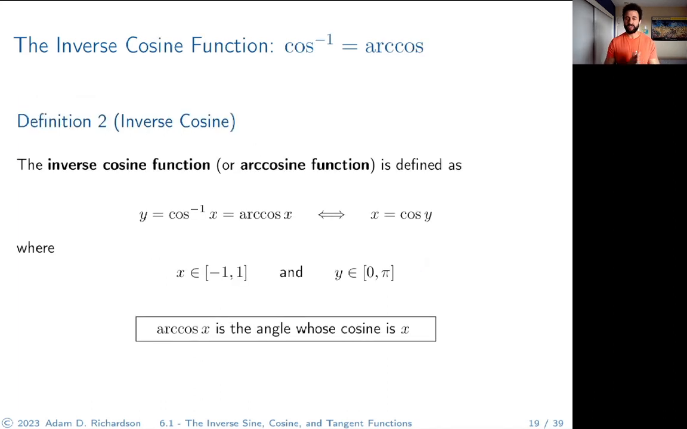All right, so now let's move on to cosine. The inverse cosine function, or arc cosine function, is defined in this way. We say y is equal to arc cosine of x if and only if x is equal to cosine of y. More intuitively, arc cosine of x is the angle whose cosine is x. So just like before, except now we're doing cosine.